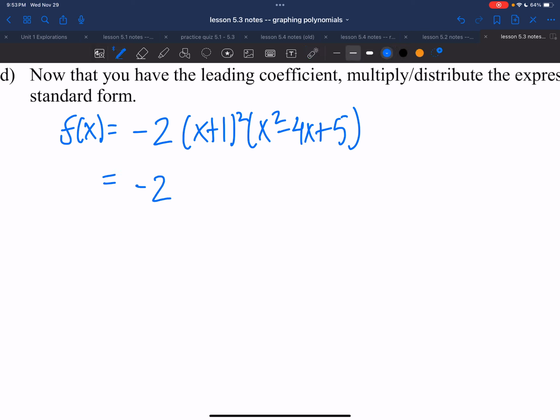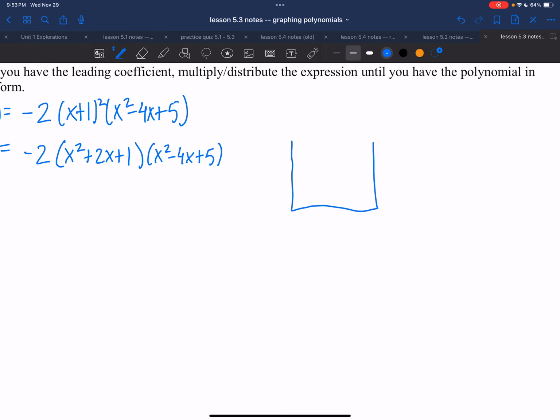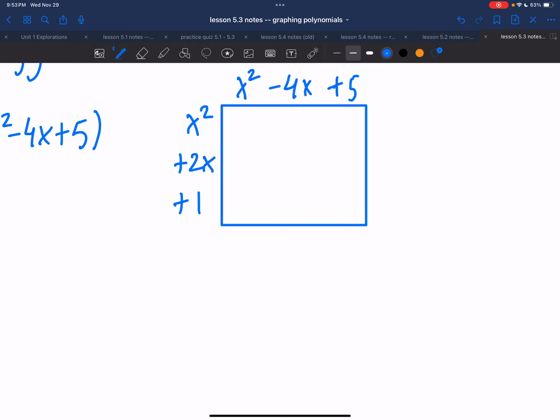The first thing I'm going to do is expand x plus 1 squared to become x squared plus 2x plus 1. And I'm not drawing a box for that or anything. I'm just squaring that out, okay? And then here's x squared minus 4x plus 5. Let's go ahead and multiply those two trinomials. I will use a box for this one, okay? x squared minus 4x plus 5. And this is just to help you see all the distribution clearly, okay?